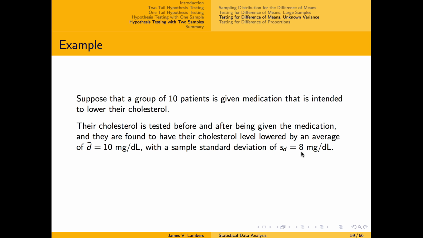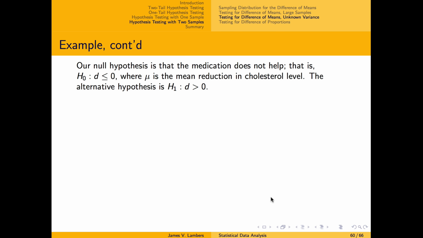That is, even though we have two samples, the fact that they are paired allows us to work with a single variable d. We choose alpha equals 0.01 for this test. Our research hypothesis is that the medication does significantly reduce cholesterol level, so the alternative hypothesis is H1: d is greater than 0, and the corresponding null hypothesis is d less than or equal to 0.